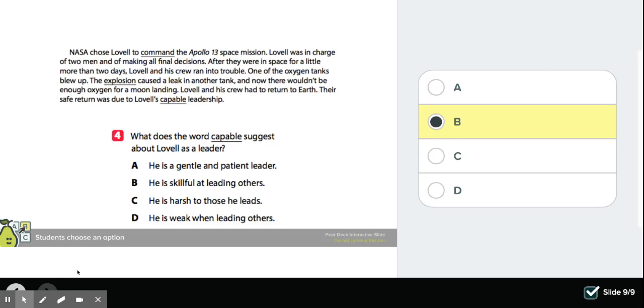Whenever you're reading a story or a passage, make sure you are trying to look for context clues for words that you might not know what they mean.